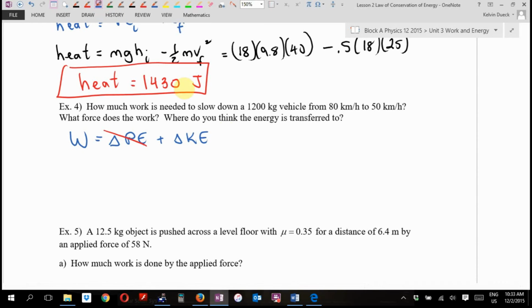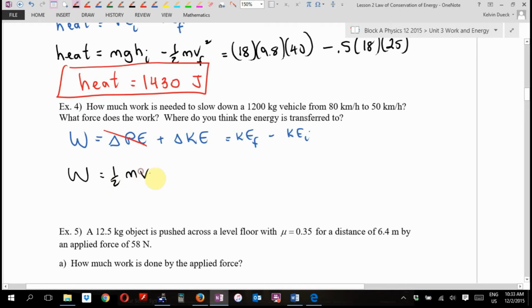Final minus initial. So I guess the amount of work is going to be a half mv final squared minus a half mv initial squared. 0.5. Oh, does the mass cancel here? There's no m in w, or in other words, it does take more work to stop a bigger car, which makes sense.